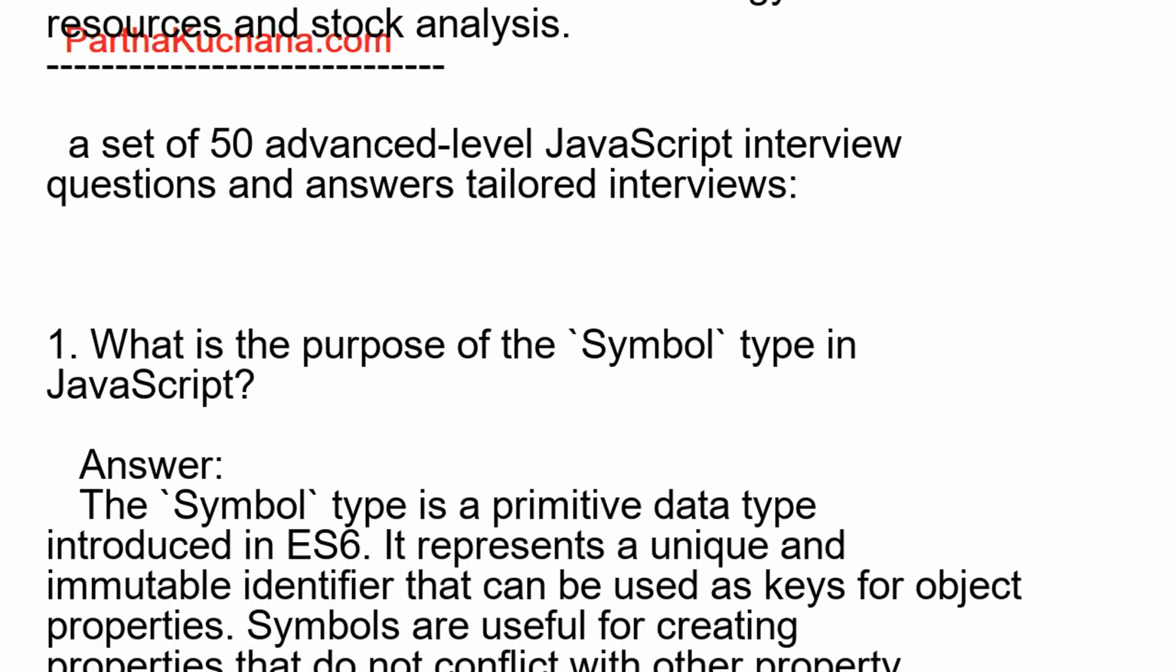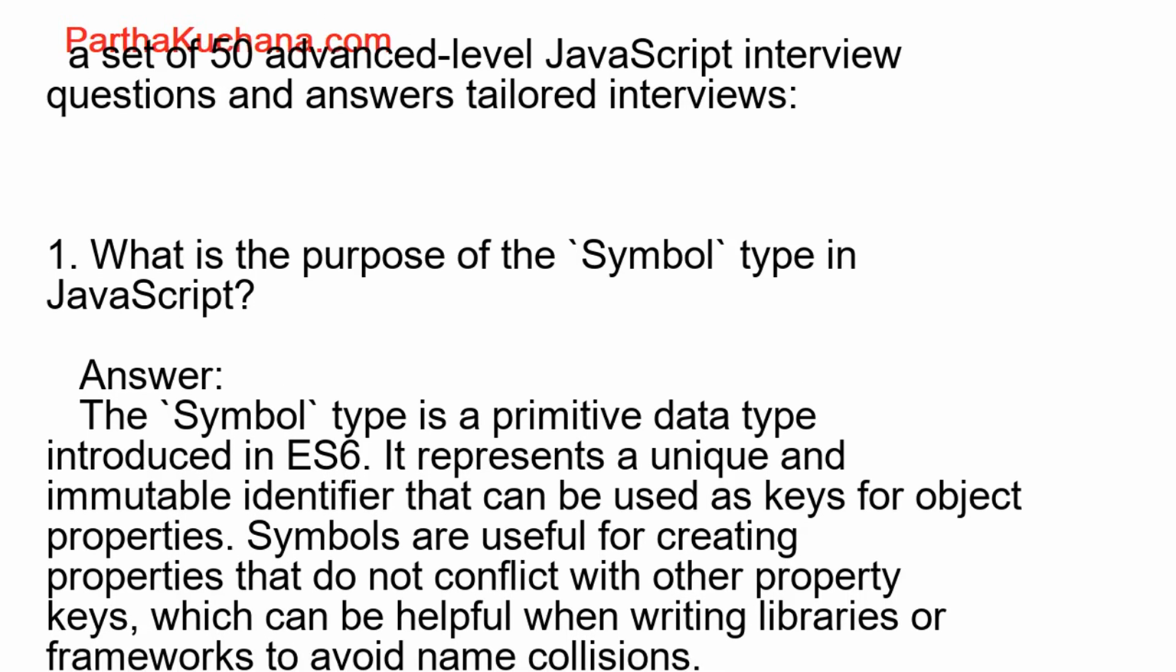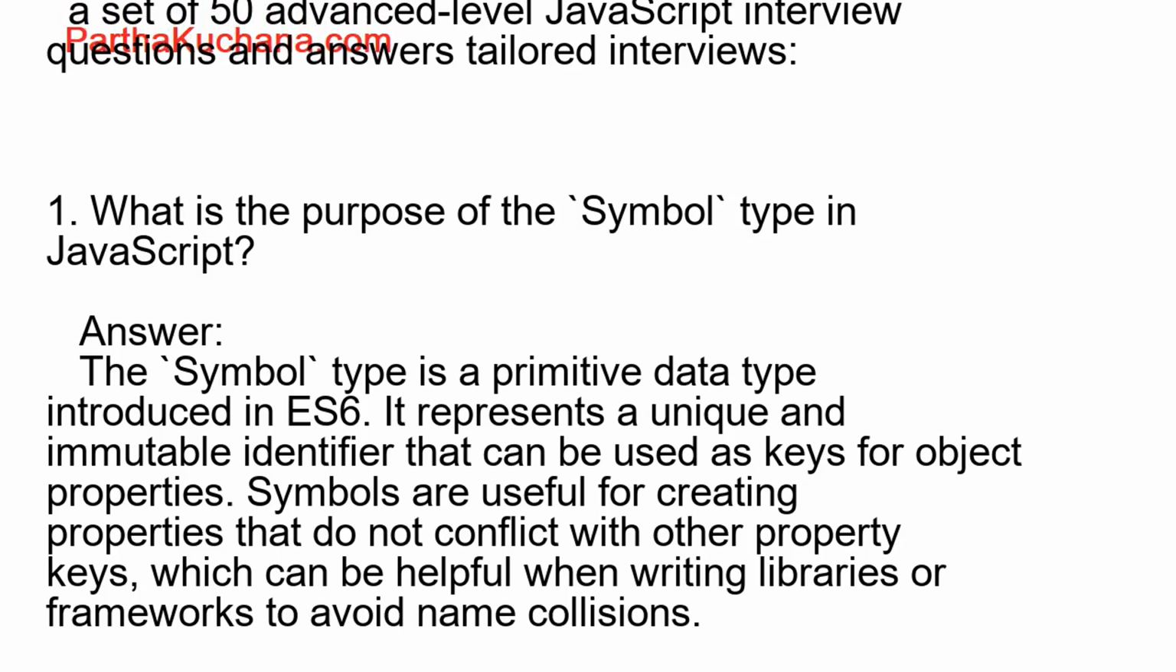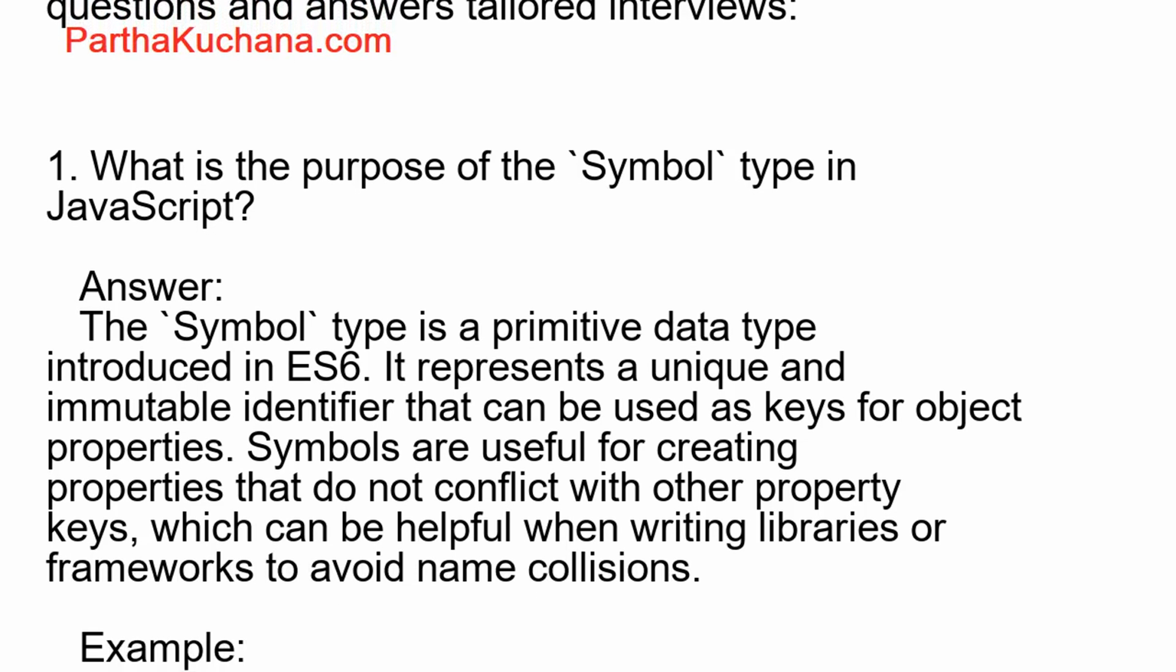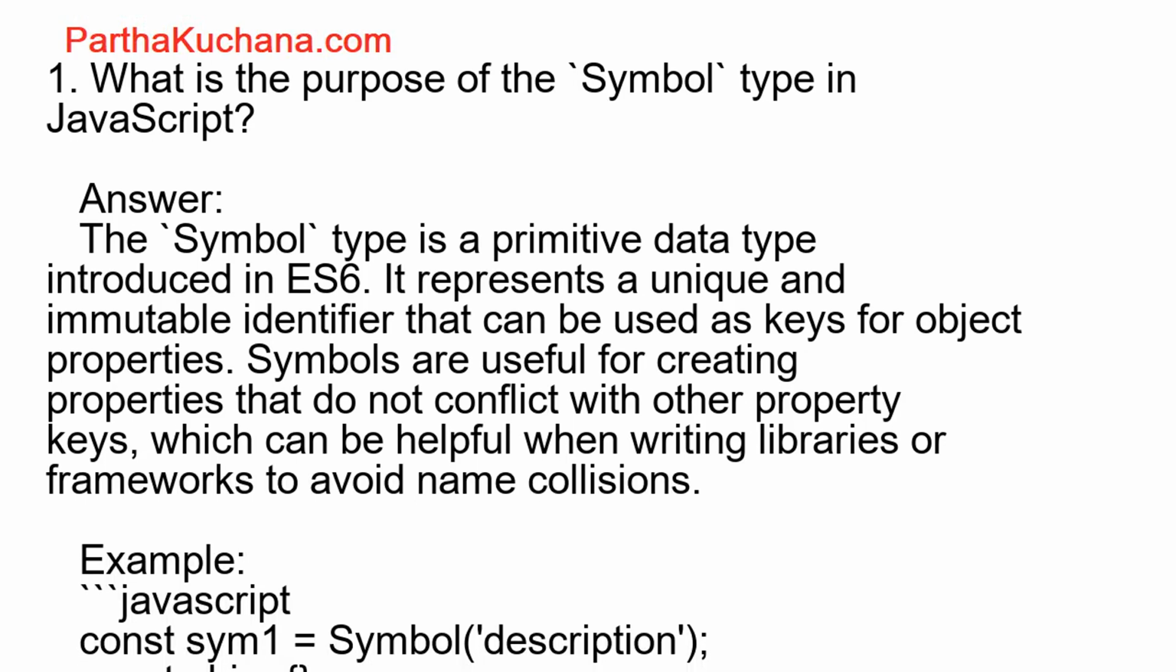Example: JavaScript. const sym1 = Symbol('description'). const obj = {[sym1]: 'value'}. console.log(obj[sym1]) // outputs 'value'.